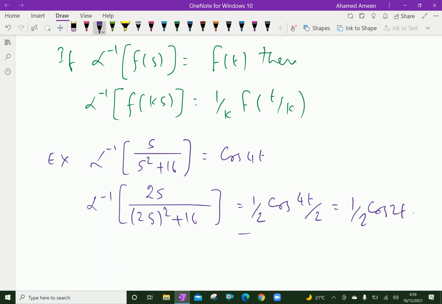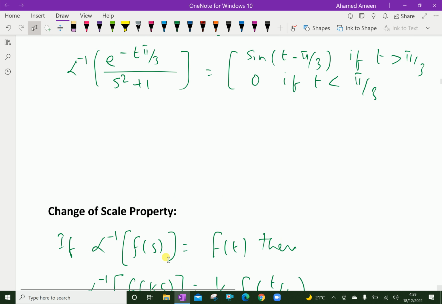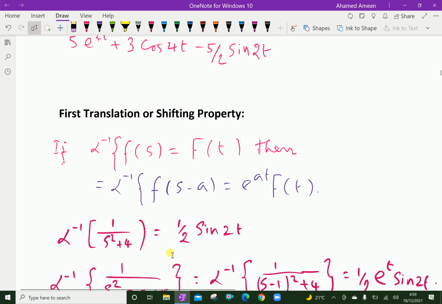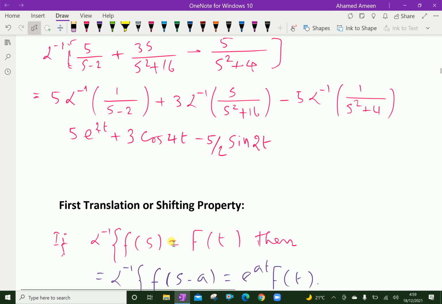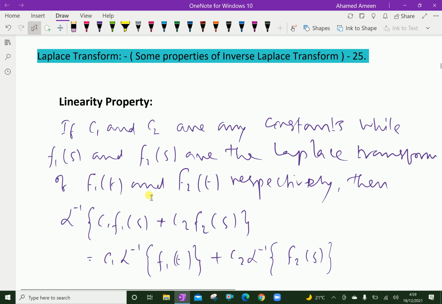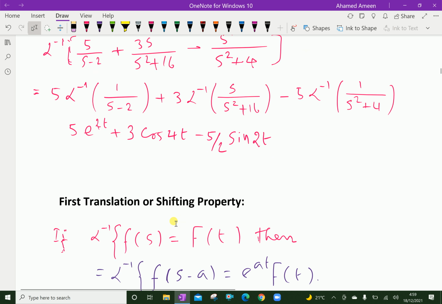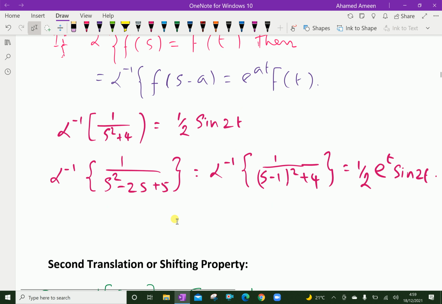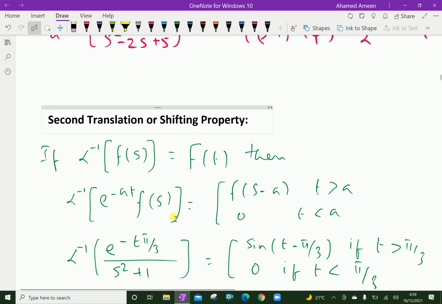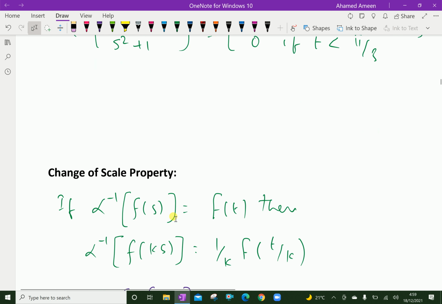Here we went through the first one, linearity property, first translation or shifting property, second translation or shifting property, then change of scale property.